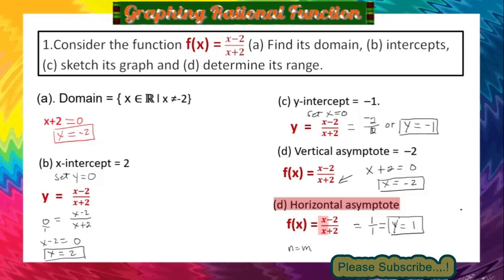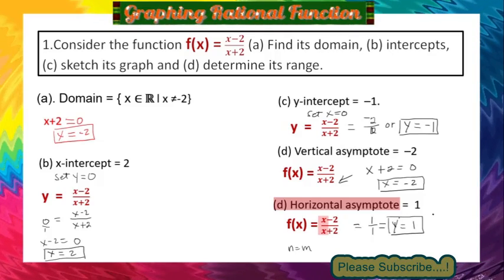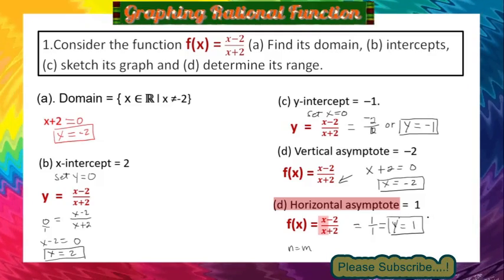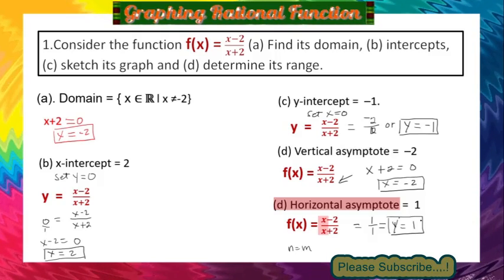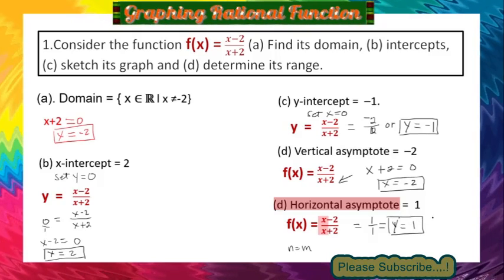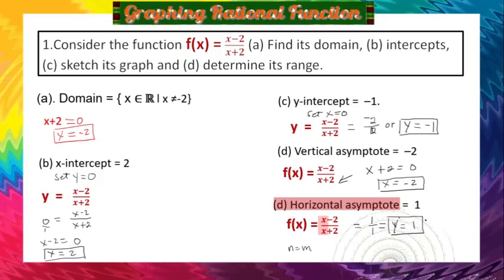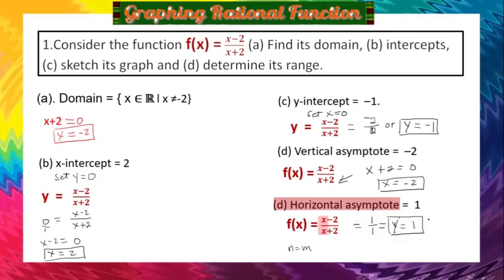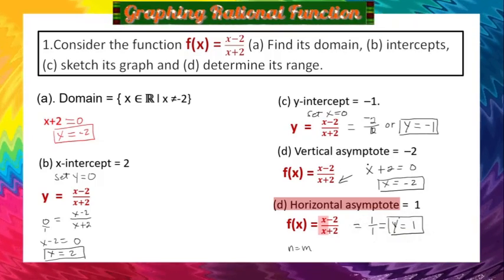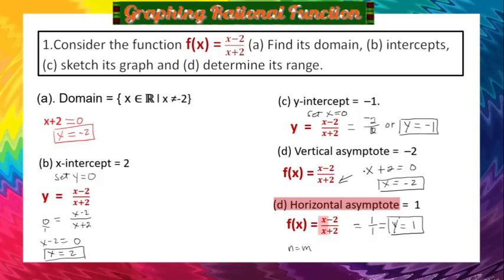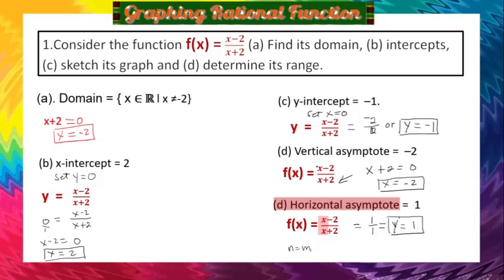Okay, so these are the values that you need in graphing this function. The last one is making a table of values for graphing. For this one, let us set these aside, then proceed to the table of values. We will come back to these values when we graph this function.